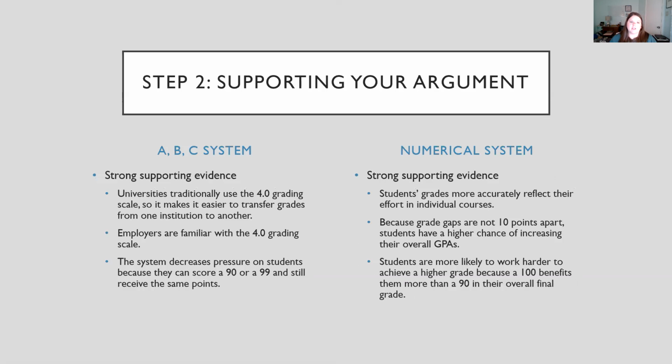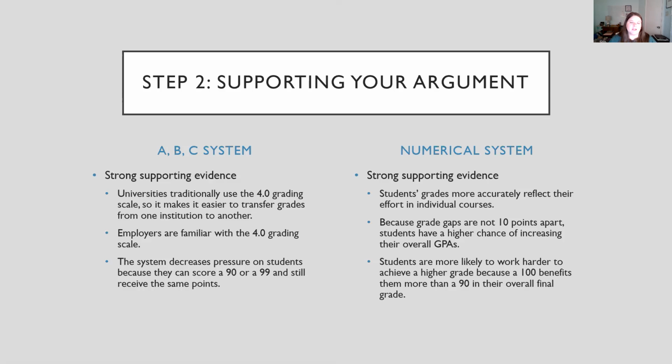Then in step two, you're going to support your argument. With the letter grading system, you would use strong supporting evidence like: universities traditionally use the 4.0 grading scale, so it makes it easier to transfer grades from one institution to another. Employers are familiar with the 4.0 grading scale, because maybe some companies are looking just for people that have a 3.0 GPA or higher. And the last one is, the system decreases pressure on students because they can score a 90 or a 99 and still receive the same points.